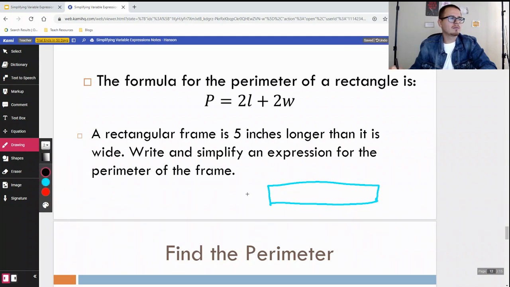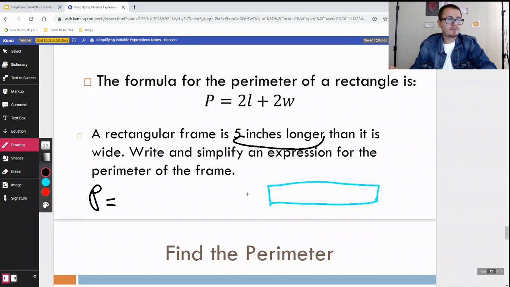So if we know the perimeter, it's going to equal some combination of length and width. All rectangles have a length and have a width. If the length is 5 inches longer than it is wide. Oh, I said that wrong this whole time, by the way. It's not multiplied. 5 inches longer. So 5 inches longer, how would you write that?